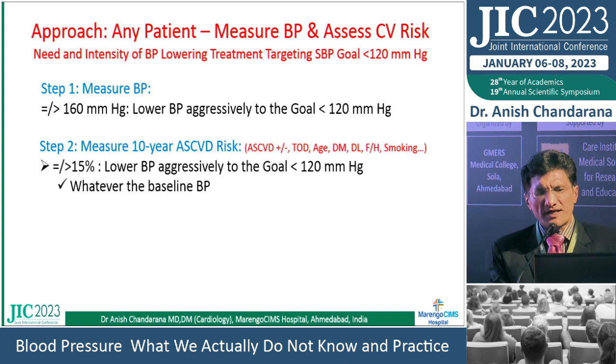You do not have a calculator, don't worry, think of multiple risk factors. If you have multiple risk factors or established atherosclerotic cardiovascular disease, whatever your blood pressure is, reduce it by at least 10 to 20 millimeter of mercury.